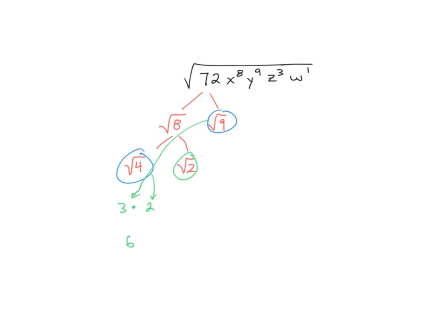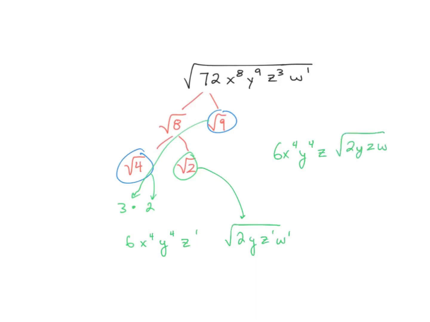I'm looking at my variables, x to the 8th gives x to the 4th outside, no remainder. Y to the 9th gives y to the 4th, and there'll be a remainder of 1. And I have this 2 still on the inside. That's where the 2 is going to go, 2y. Z3 gives z1, and then the w is left on the inside. So my final answer would be 6x4, y4, z, 2y, zw. You don't have to put the z1 there. That's a good example, which is showing a lot of different parts there.